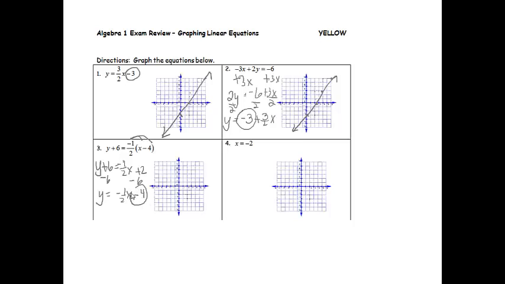So again, we're going to start with the number without the x. So we'll start down at negative 4. And then from there, I need to go down 1 over 2. Down 1 over 2. So my line's going to look something like that. Right? And then x equals negative 2. Again, if the x-axis is horizontal, then an x equals is going to be vertical at negative 2. And that's all we need to do for that one.